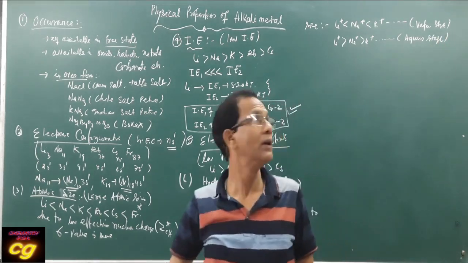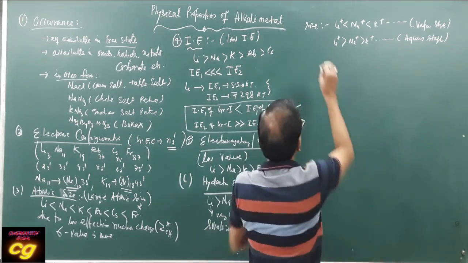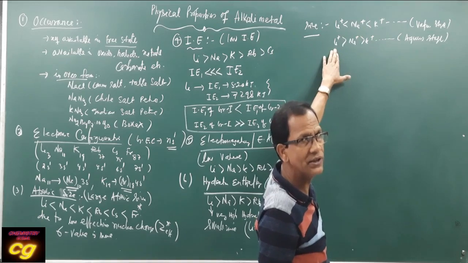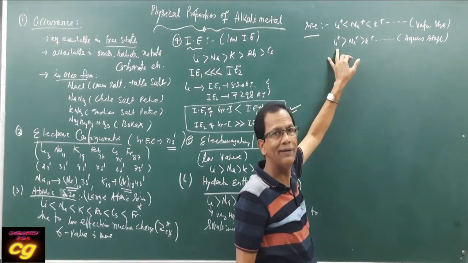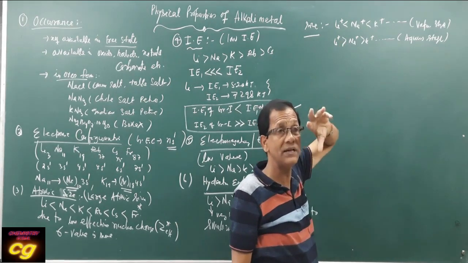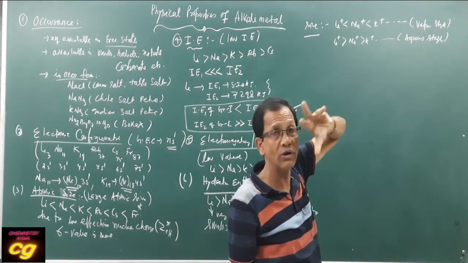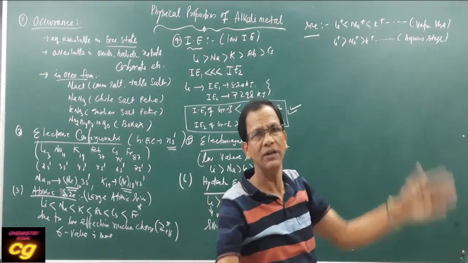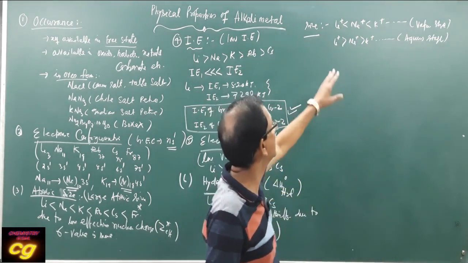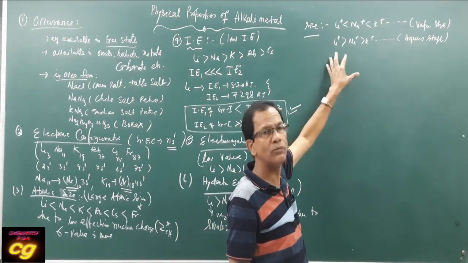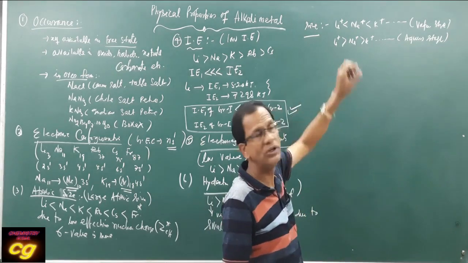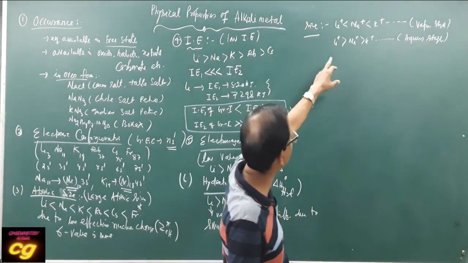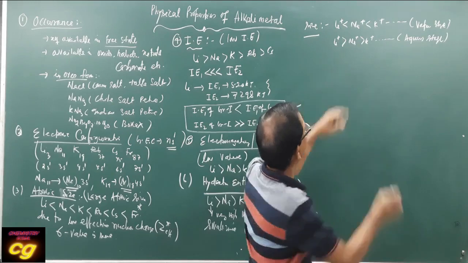In aqueous medium, lithium ion has large size. This is very important. You have to compare this thing. Lithium ion has large size in aqueous medium due to high hydration enthalpy. Li+ is small in size, but due to small size and high charge density, more water molecules accumulate around the lithium ion.